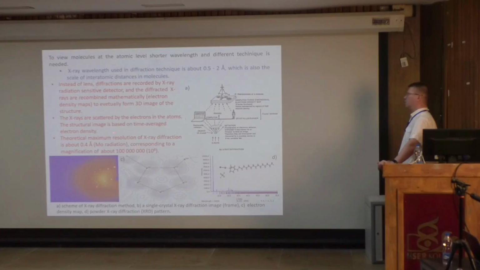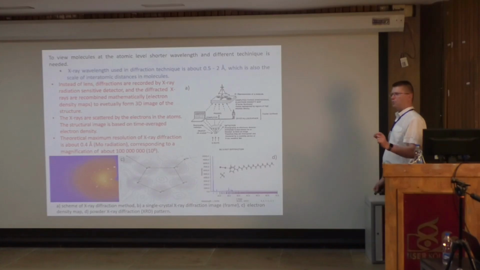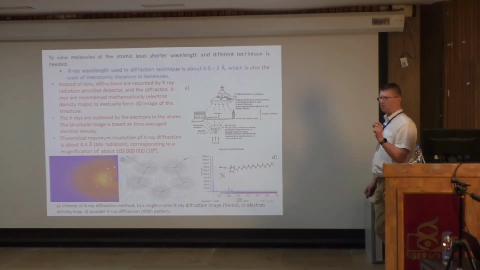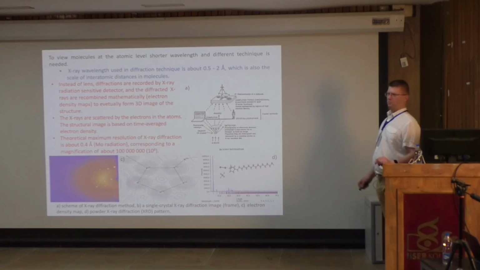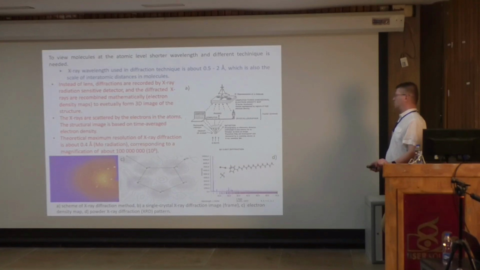Now, the theoretical resolution for molybdenum radiation is 0.4 Angstrom. So we can see separate objects which are separated by 0.4 angstroms. There are no atoms which are so close. But it actually means that we can get more information. We can do electron density studies with this resolution. And it's a special technique, the electron density studies. But that's the idea. And there you can see what the magnification is for the X-rays, 10 to the power of 8.